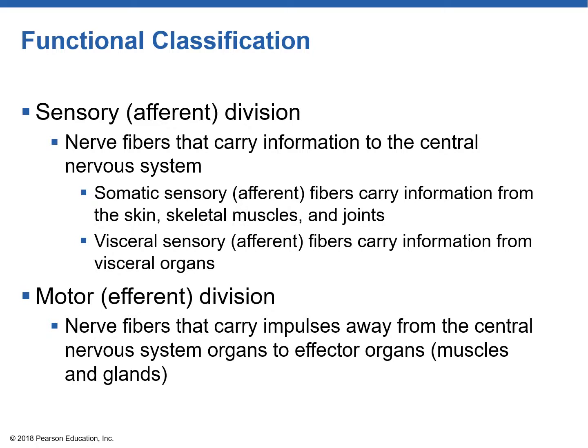So the sensory and motor division, basically these are ways to classify the nervous system from a functional perspective rather than just structural. So the sensory or afferent division are going to be your nerve fibers that are carrying information to the CNS. The somatic sensory fibers carry information from the skin, skeletal muscles, and joints, and then the visceral sensory fibers are going to carry information from visceral organs.